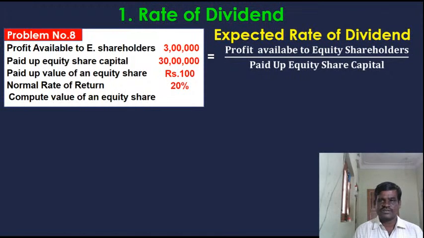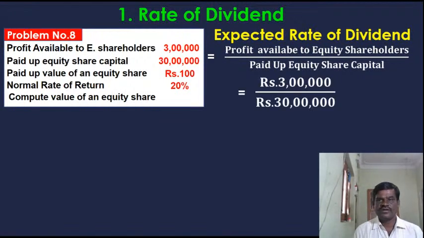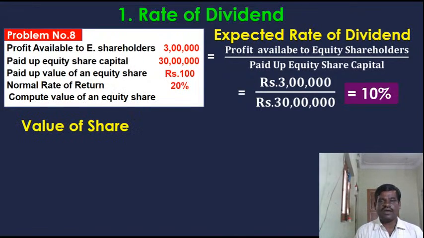Now solve this one. The profit available to equity shareholders, rupees 3 lakh, divided by the paid up equity share capital, rupees 30 lakh, multiplied by 100. So 3 lakh divided by 30 lakh into 100 gives the expected rate of dividend of 10%.